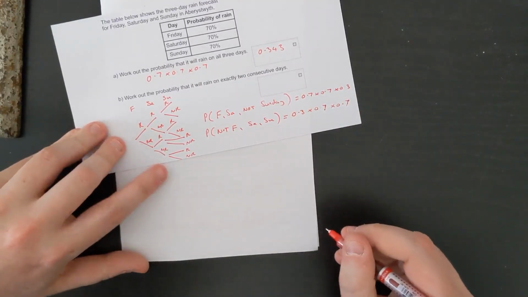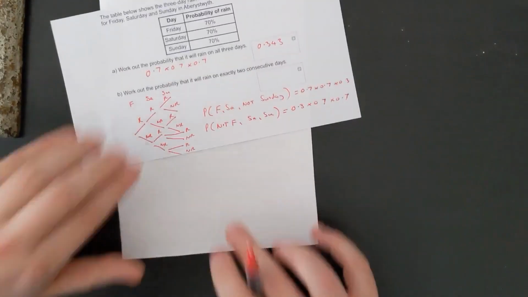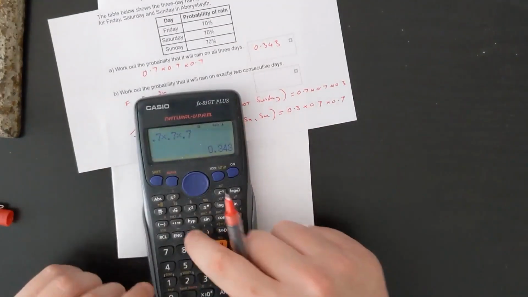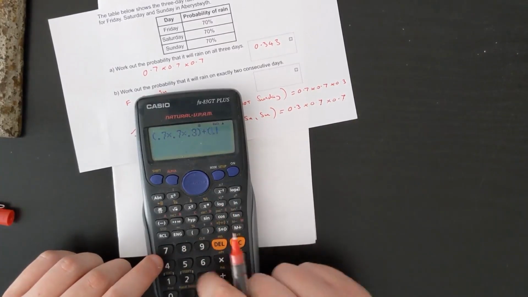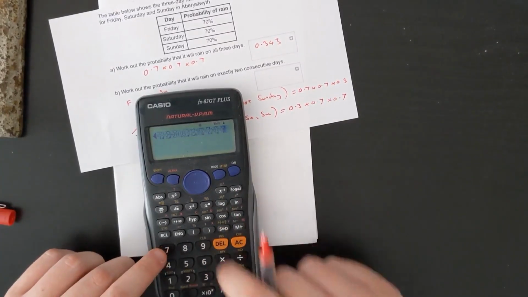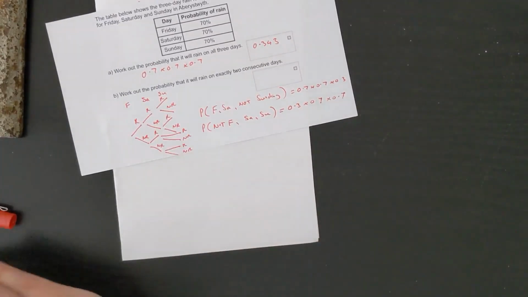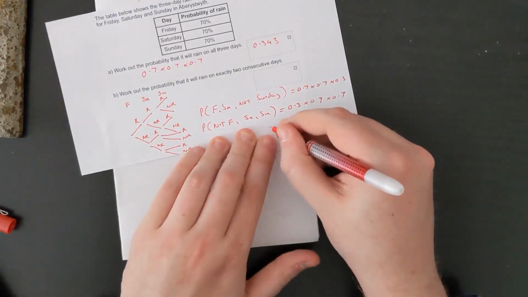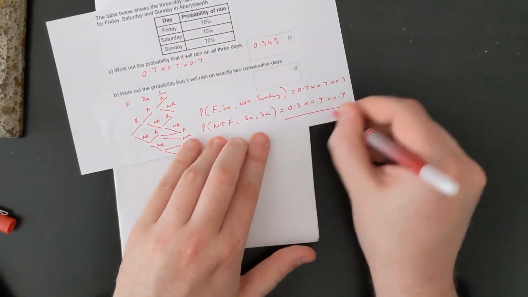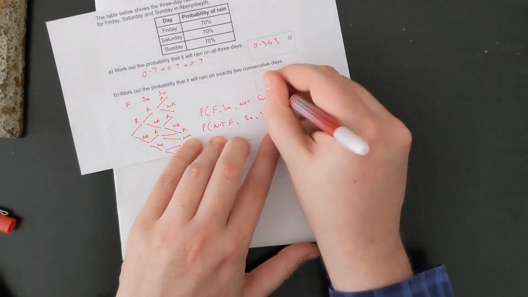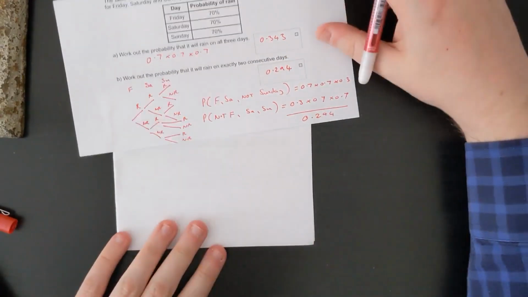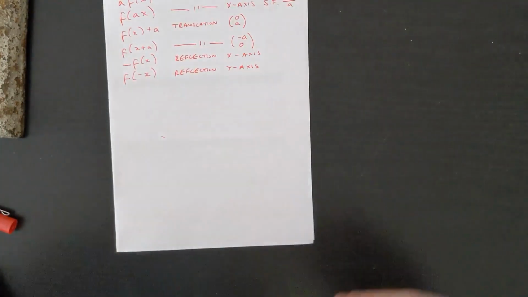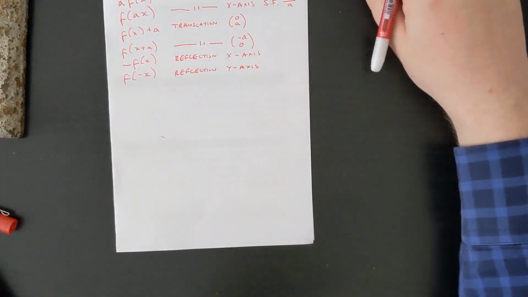And so, I just need to add those 2 probabilities together. I have 0.7 times 0.7 times 0.3 plus 0.3 times 0.7 times 0.7, which is just 0.294. And so that's my final answer. So hopefully that shed a little bit of light, and I look forward to seeing your answers to this week's problems.